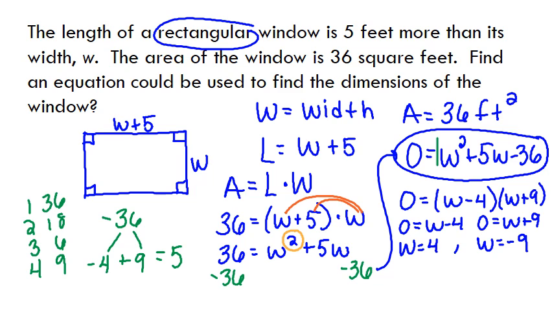Now, if I go back and look at the context of the problem, w stands for a width. So we can't measure in negative numbers, which means that my negative 9 is not a possible width. So that would tell me that the width of my rectangle is 4 feet. And then if I use the expression on my box, I could also tell you now that the length is 9 feet. Which is good because 4 times 9 would give me back my 36 square feet for the area.